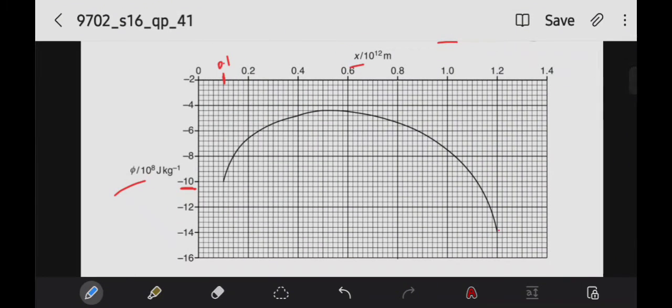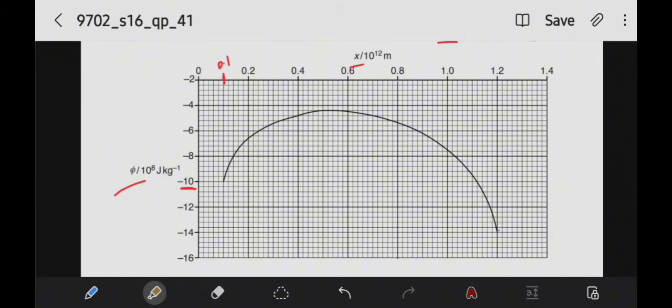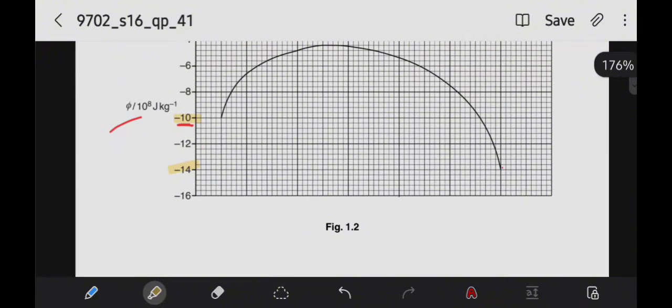If you look at these gravitational potentials at these points again, at 0.1 into 10 to the power 12 meters, the gravitational potential was minus 10, and at this point it was minus 14. So what do you see? There has been a decrease in gravitational potential, and since there has been a decrease in gravitational potential, it means that there has been decrease in gravitational potential energy as well.